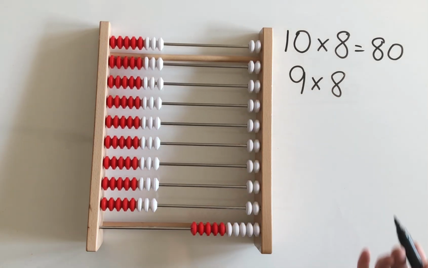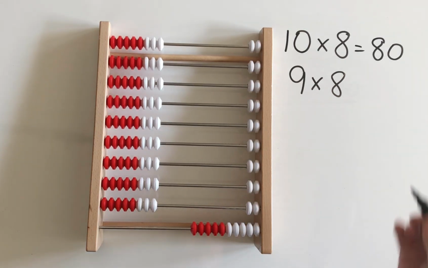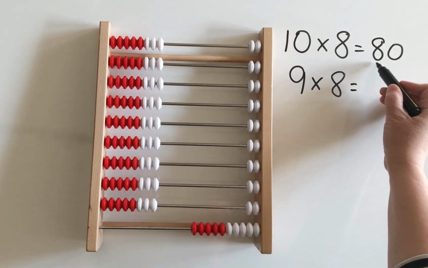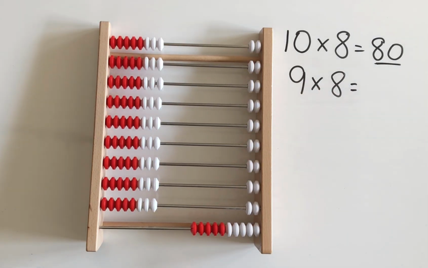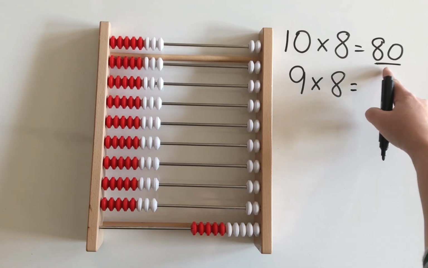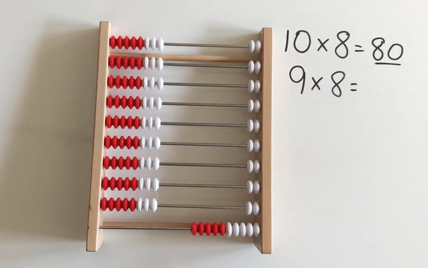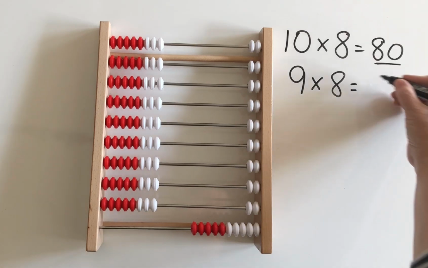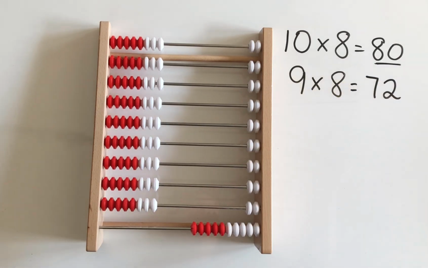So to figure out the product or the answer to 9 times 8, we can take what we know about 10 times 8 and just subtract one group of 8. So what is 80 subtract 8? That is 72. Okay, let's look at one more.